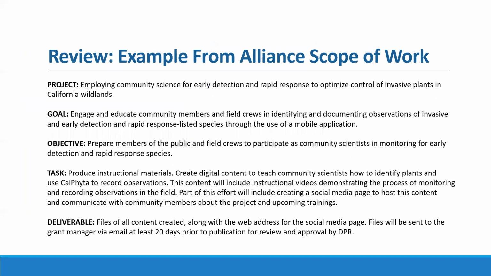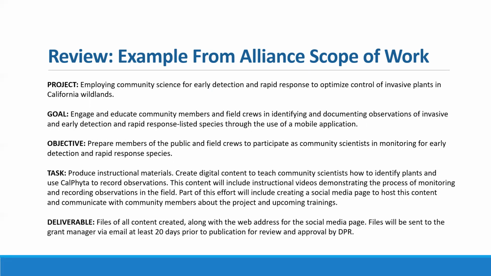And so this is just an example of the Alliance scope of work. We see that the project is employing community science for early detection and rapid response to optimize control of invasive plants in California wildlands. We see that the goal there is to engage and educate community members and field crews. And the related objective to that goal is going to be to prepare members of the public and field crew to participate as community scientists in monitoring for early detection and rapid response species.